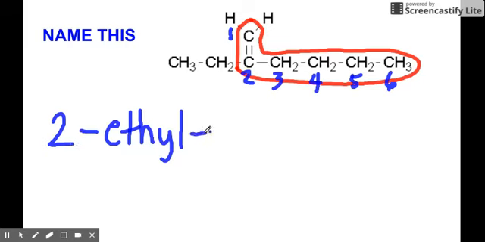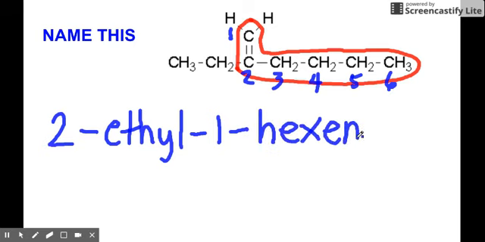And then this time, I'm going to point out the location of my double bond. My parent chain is a hexene. My double bond is in between carbon 1 and 2, but I'm going to use the one that is smaller. So that's 1, dash, and of course, it's 6 carbons, so that becomes hexene. So 2-ethyl-1-hexene.